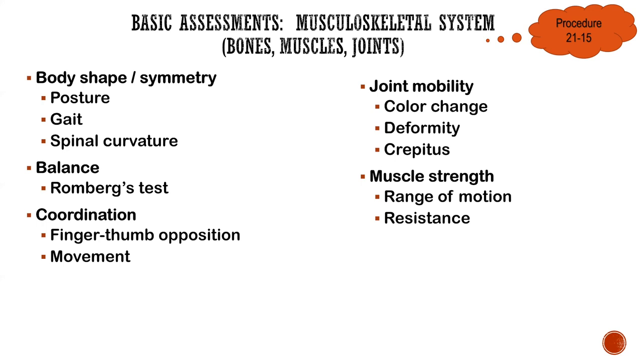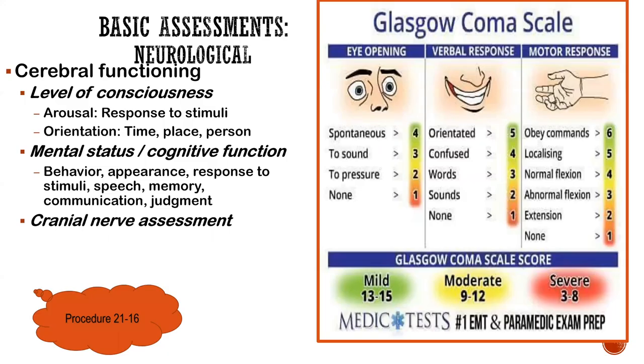We want to also check the joints for color change and for any deformities that we may see. We want to also check for muscle strength along with movement by asking the patient to perform any range of motion. And then we also want to have them hold on to our hands, squeeze my hand, and then we determine how well their grip strength and their muscle strength is from that.